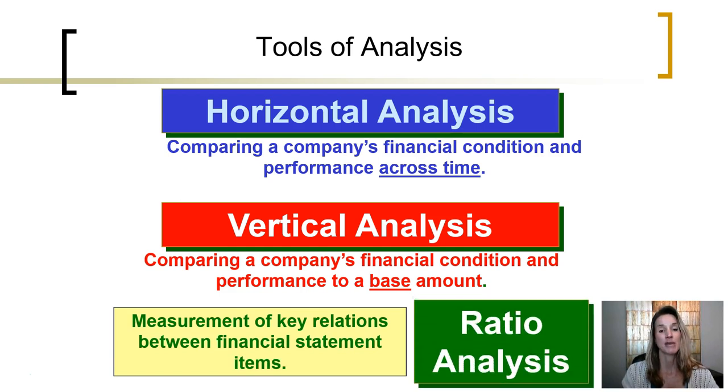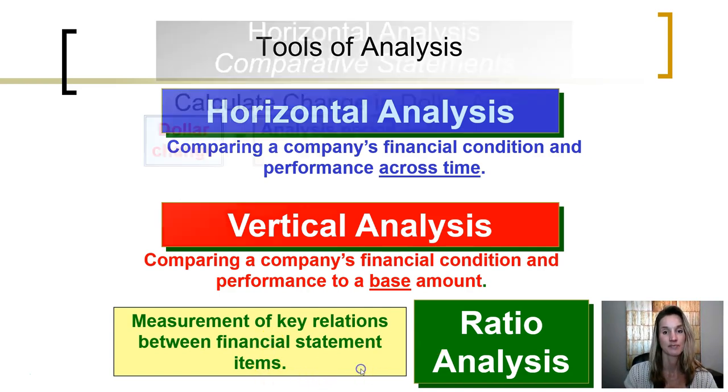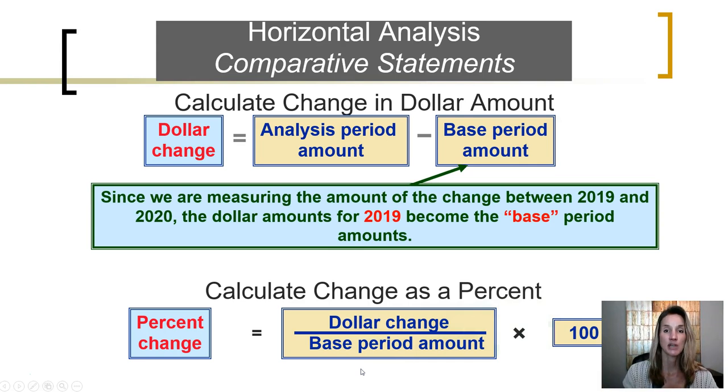This is a measurement of key relations between financial statement items. Another tool that we can use is ratio analysis. First, let's look at horizontal analysis, which is sometimes called comparative statements. This is measuring a change in a financial position across time, from one year to the next.